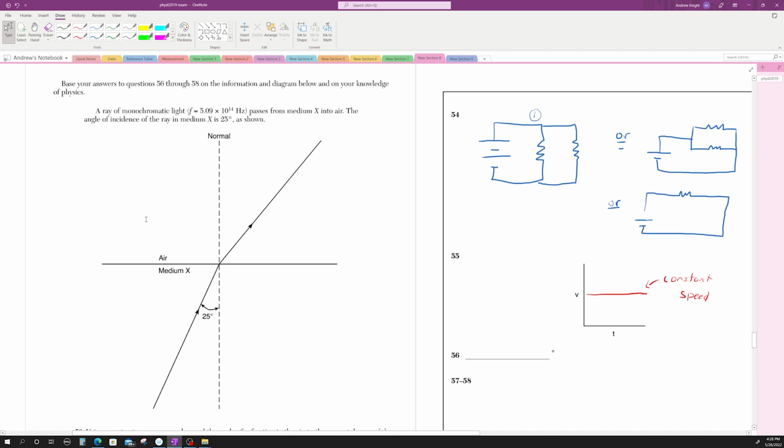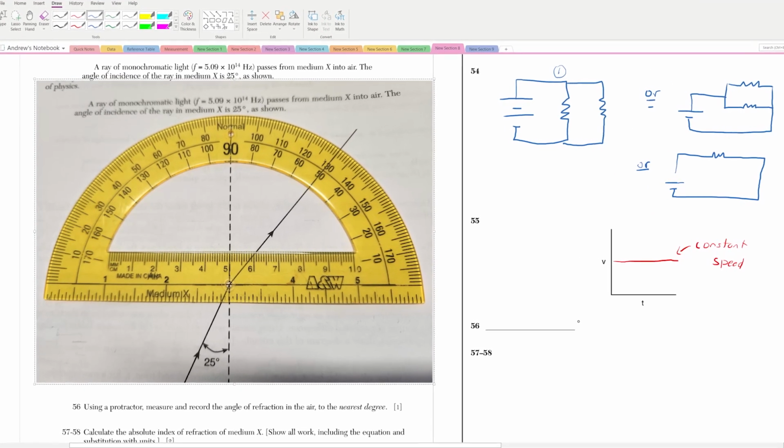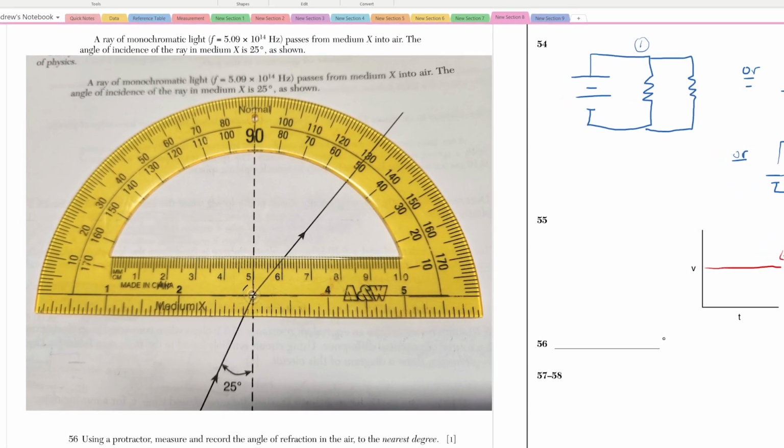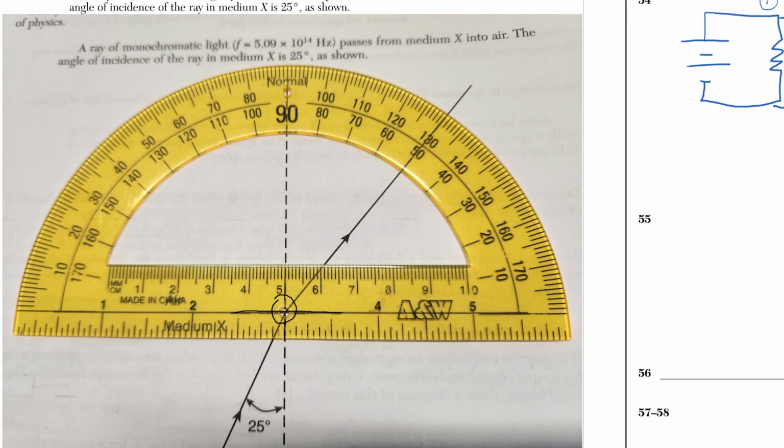Questions 56 to 58. A ray of monochromatic light passes from medium X into air. The angle of incidence of the ray in medium X is 25 degrees. Using a protractor, measure and record the angle of refraction into the air to the nearest degree. Notice how this protractor is beautifully lined up here at the bottom. The center of that protractor and the crosshair is following that boundary between the surfaces. Meanwhile, right through that crosshair, it's following my normal line. I always count from my normal over. And since my normal is starting here at 90, this is actually going to be 0 when I count. So at 0, 10, 20, 30, this is 40 degrees. So this angle here is a 40 degree angle. Let's write that in on our booklet.